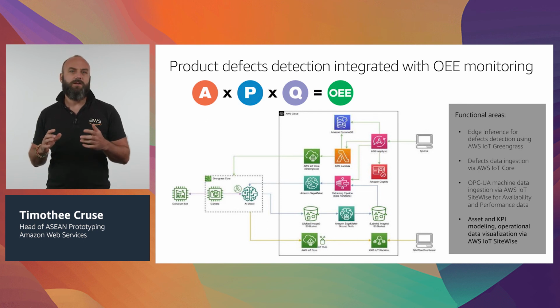OEE is calculated by the multiplication of availability, performance, and quality. Availability, how much time has my equipment been running? Performance, how fast is my equipment running? Quality, how good are the products I'm producing? And it's on this quality value that our newly created sensor can feed into. We can now create SiteWise monitoring dashboards that give business stakeholders live visualization as to the efficiency of our equipment.